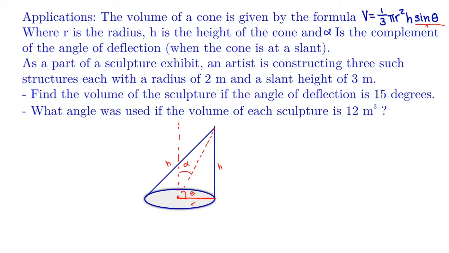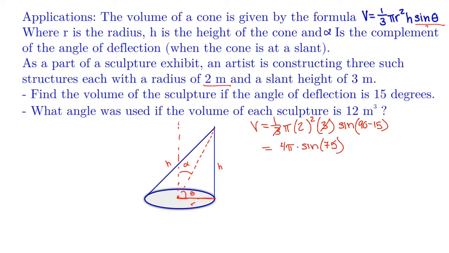So we're trying to solve for volume, which means we're just going to do V equals, and plug in everything that we know. So 1/3 times pi. We're told that the radius is 2 for all of these. And then we're told that the slant height is 3. So we're going to do times 3 times sine. And then remember, theta is equal to the complement of the angle of deflection. So we do 90 minus 15. Then we just go ahead and solve this. 1/3 and 3 will divide out. So we have 4 pi times sine of 75.